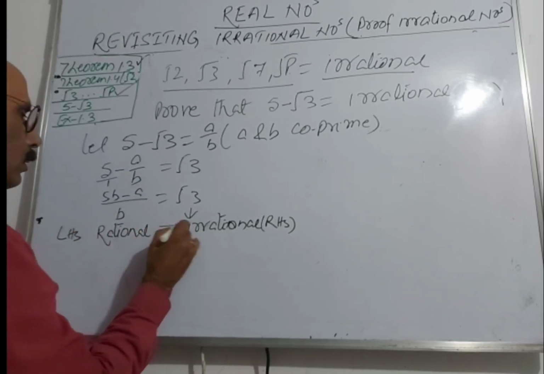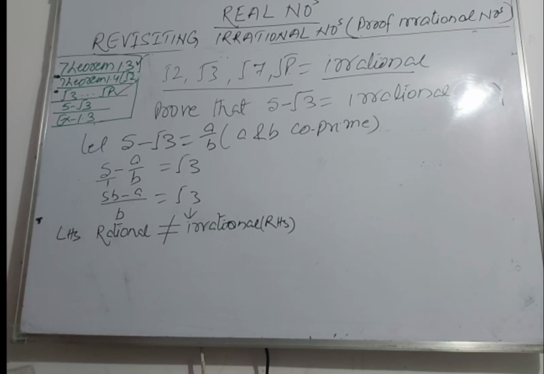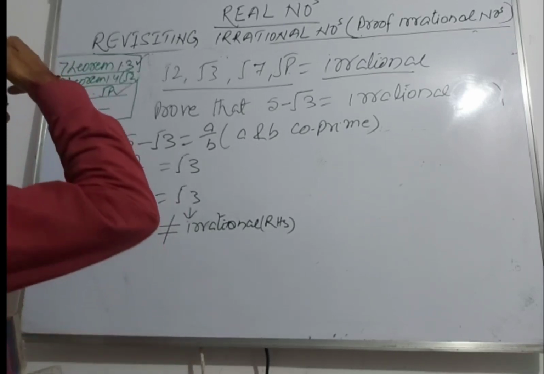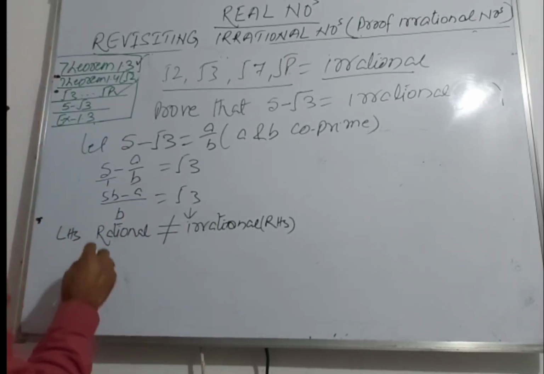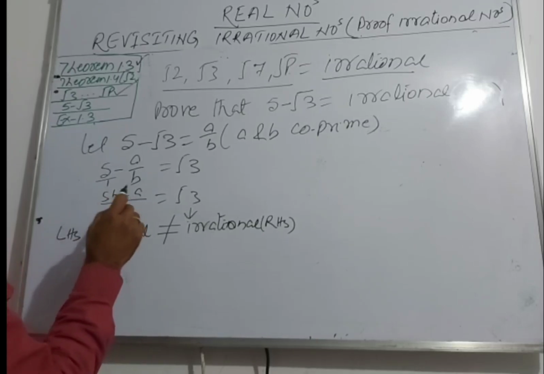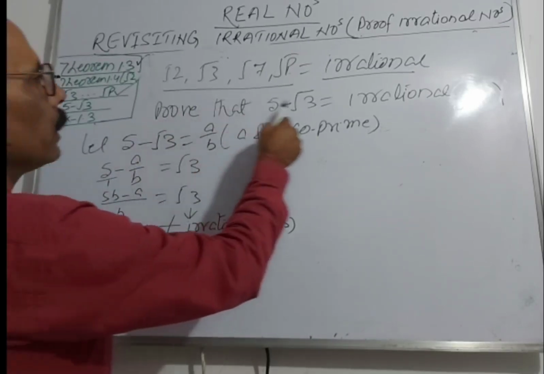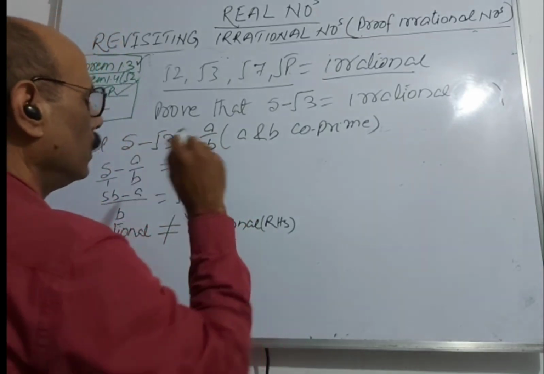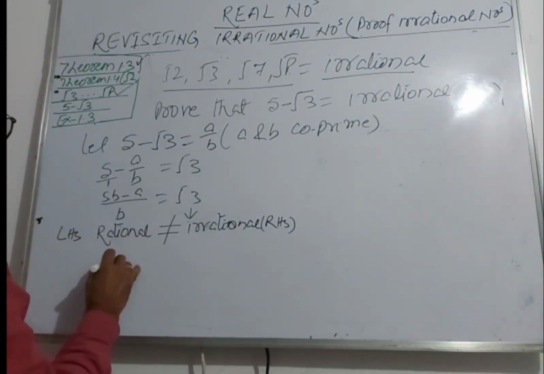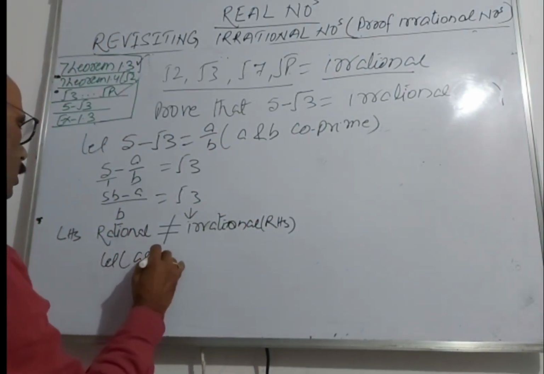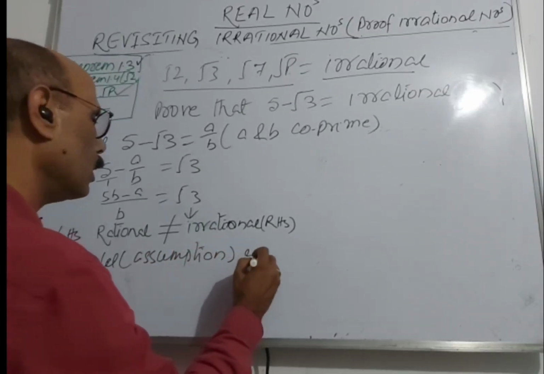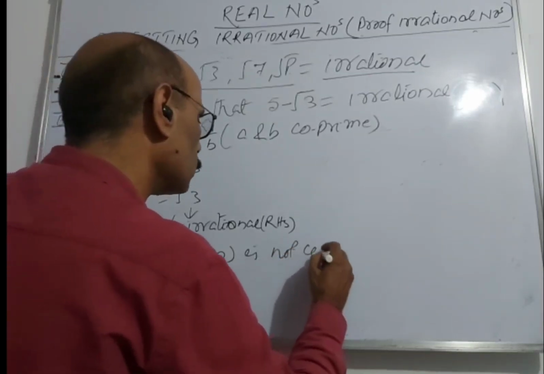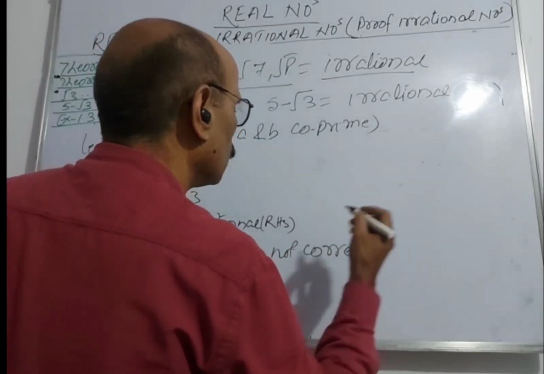LHS is irrational. That means these are not equal. The equation is not equal. Okay? This equation is not equal. So that means this is no. Our assumption that it is irrational is not correct.